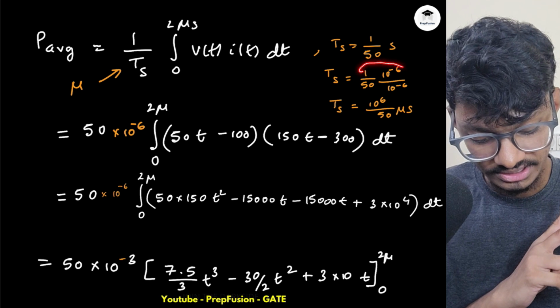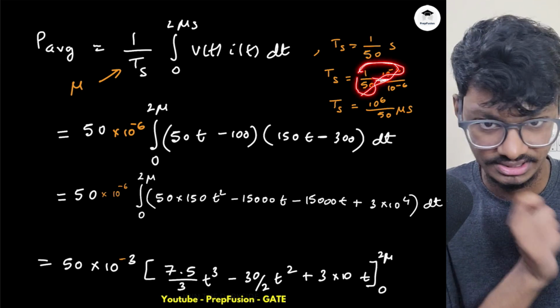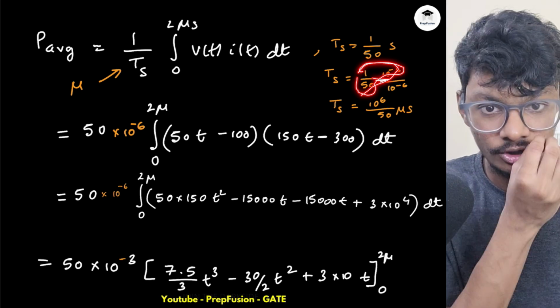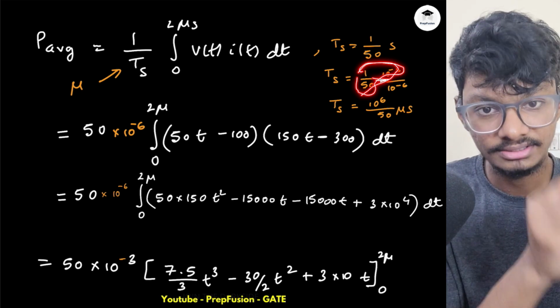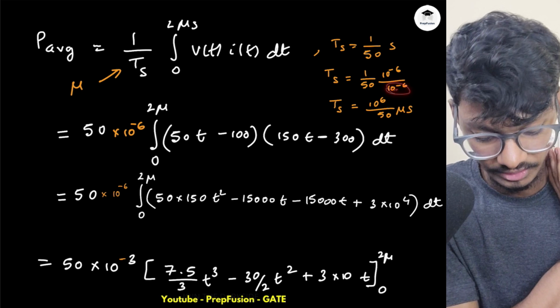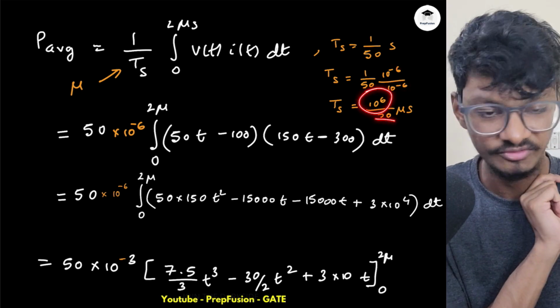So overall this thing becomes micro. Whenever 10 raised to the power minus 6 is written in an expression, it will be in micro. So this is in micro and this thing has just stayed away. I can take this at the top. This will be 10 raised to the power 6 by 50 microseconds.